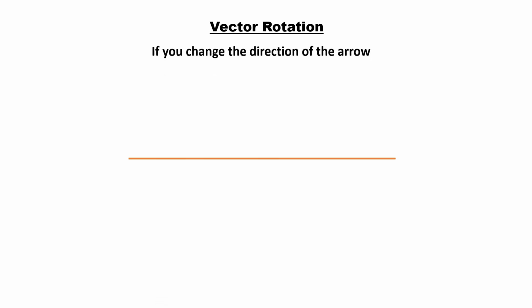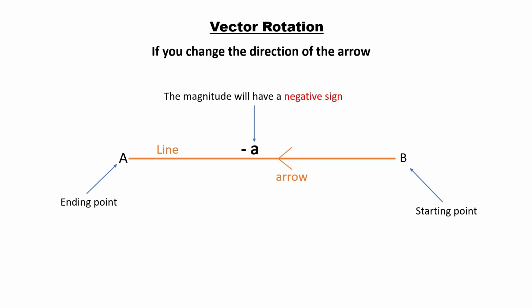Now let us look at vector rotation. This is simply changing the arrow of the vector so that it points in the opposite direction. So back to our line with point A and point B, but this time we want the arrow to point in the opposite direction, which means it will point from B to A. This will make point B the starting point of our vector, and point A will be the ending point. And take note that our magnitude is still a value a, but we will add a negative sign to show that the vector is now in the opposite direction. So, from these diagrams, we can see that the vector AB is equal to the vector minus BA.